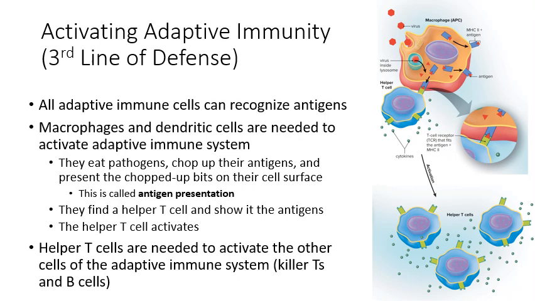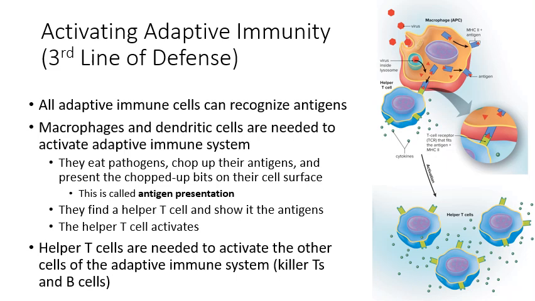The cells of the adaptive immune system can recognize antigens, but they're not going to turn on just because they see an antigen that they recognize. They need to be shown that antigen in a specific way. The first kind of cell you need to activate is the helper T cell, because that's the one that's going to turn on everything else, or I should say, help turn on everything else. So in order to activate a helper T cell, you have to have a macrophage or a dendritic cell eat the pathogen and show the antigens from that pathogen to the helper T cell.